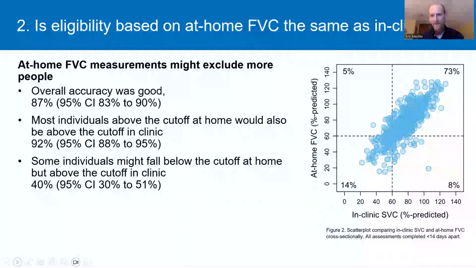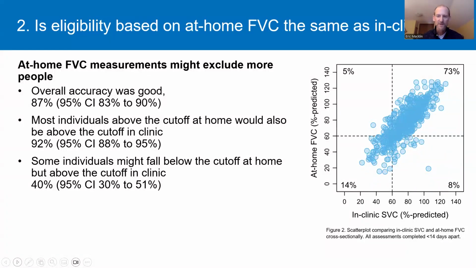And along the diagonal are the places where those two measurements agree. In the upper right and the lower left, the 73% and 14%, those are places where both measurements say this person should be eligible or this person is not eligible. And if you look across the top row, those are the folks who by home spirometry would have been judged eligible. And what percentage of those? 73 out of the full 78 is 90% or more. So this home spirometry is working very well in identifying people who should get into the trial.